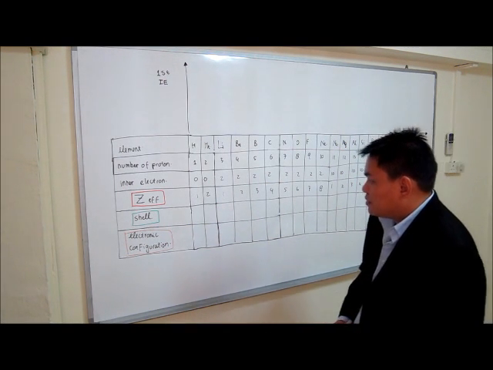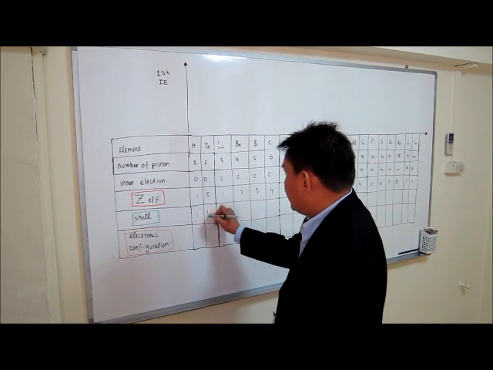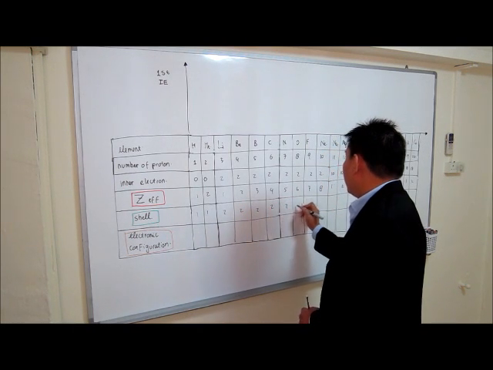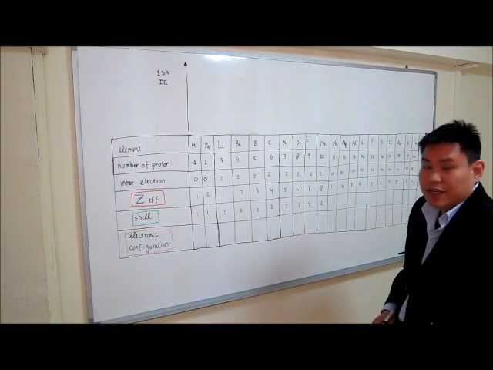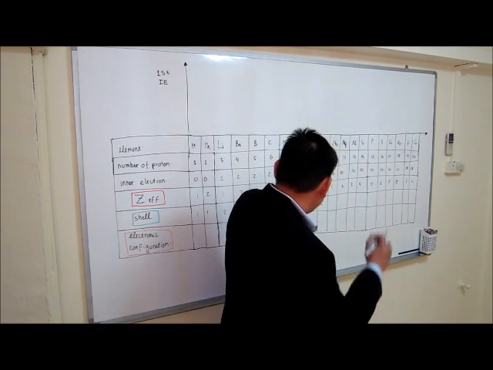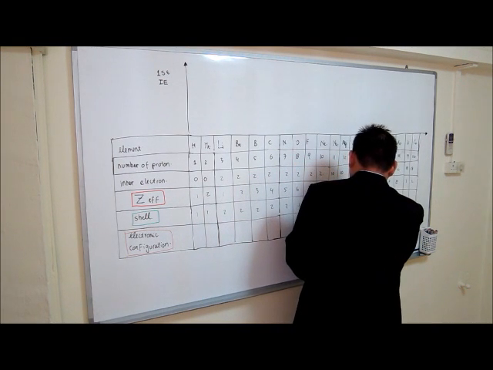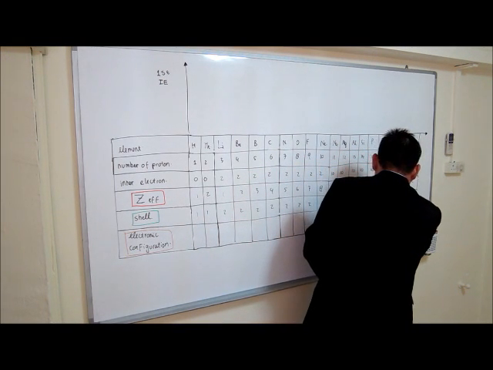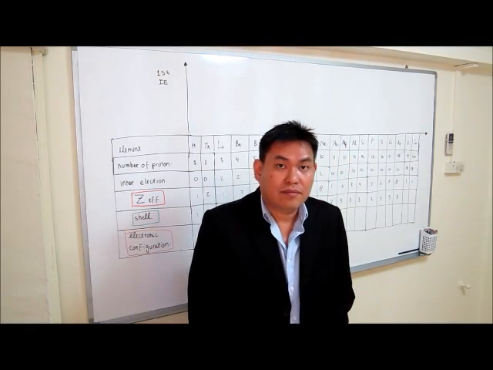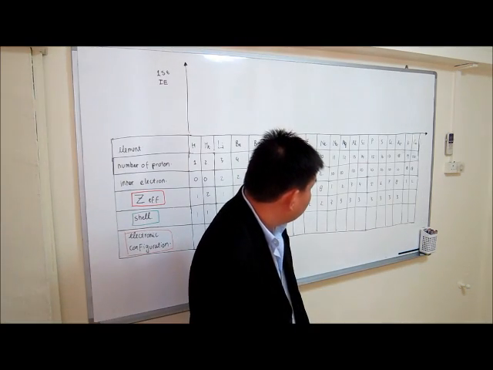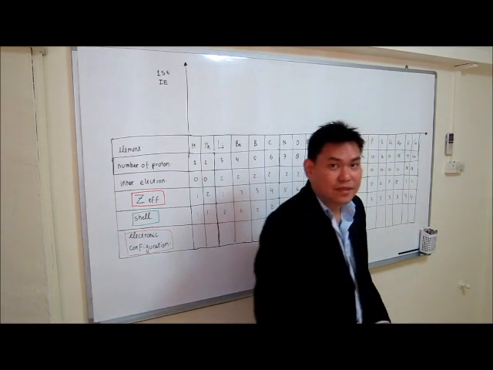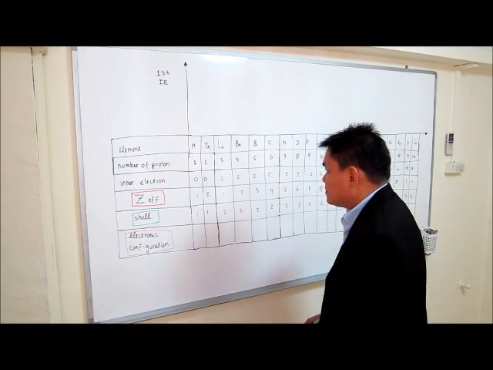The number of shells is also very simple. Hydrogen and helium have 1 shell. From lithium all the way to neon have 2 shells. Sodium all the way until argon have 3 shells. Potassium and calcium have, of course, the fourth shell. Very simple.